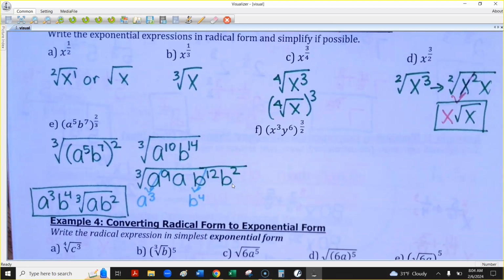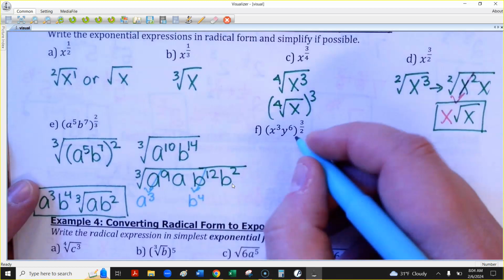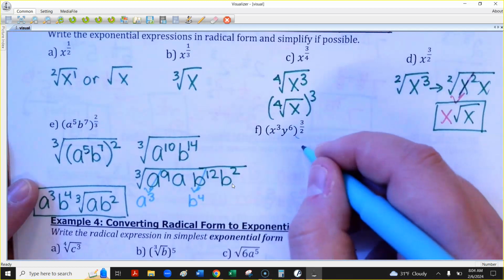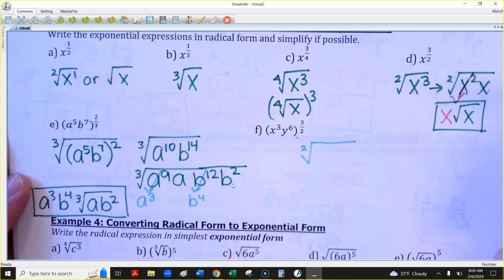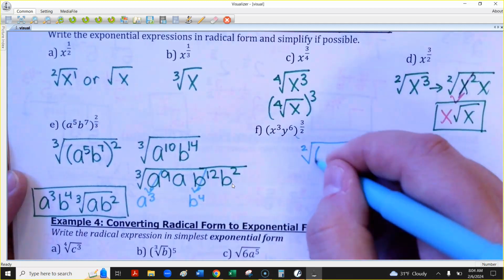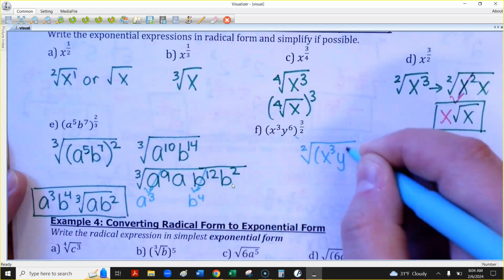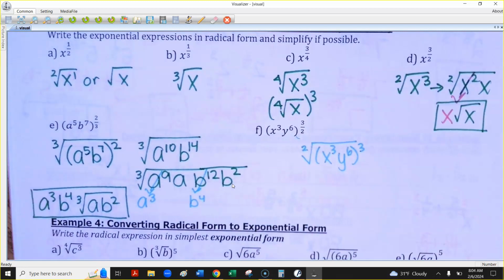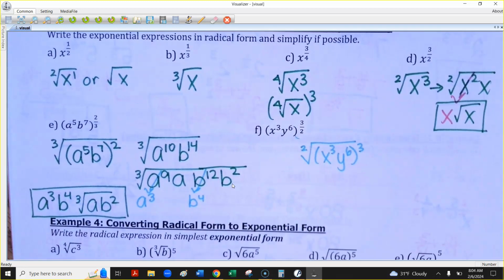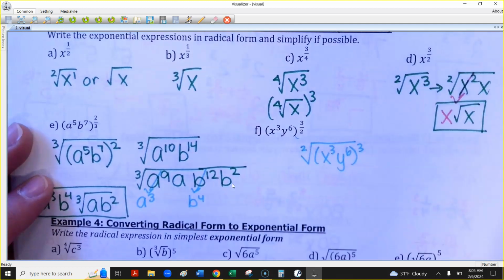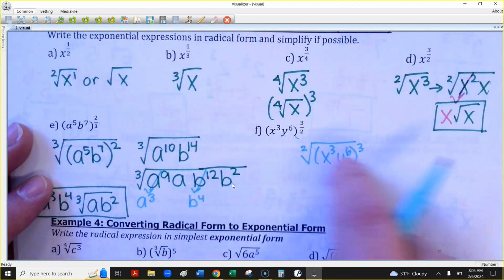All right, I'm going to try one more here. So the bottom of the fraction becomes the index on the root. And again, I'm going to keep this in parentheses, x cubed, y to the 6th. Now these guys on the inside, they're going to get that numerator as their exponent, so that's going to be to the 3rd. All right, if you're working with variables, do the exponent on the inside first.